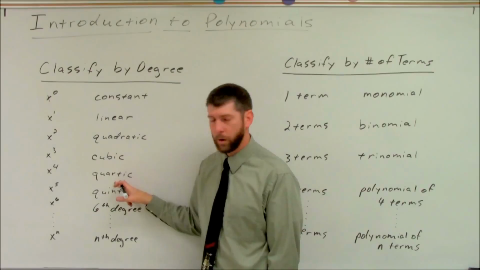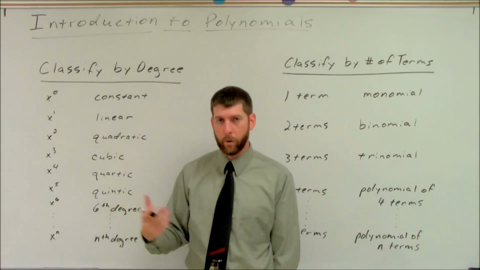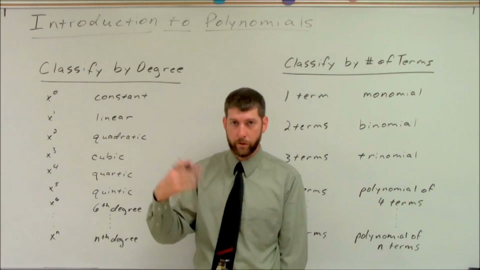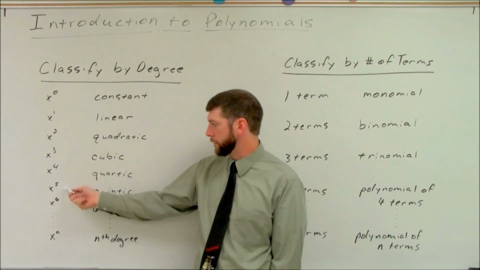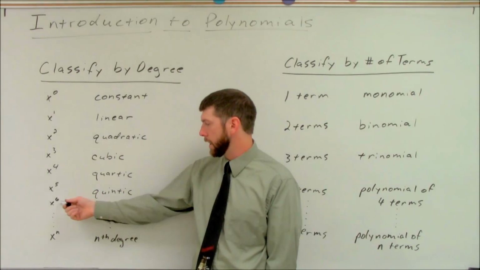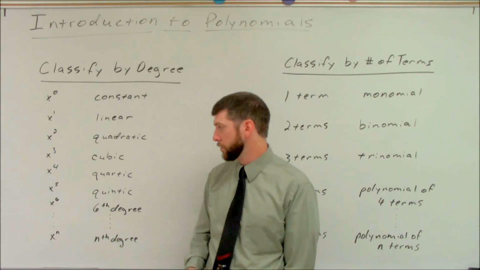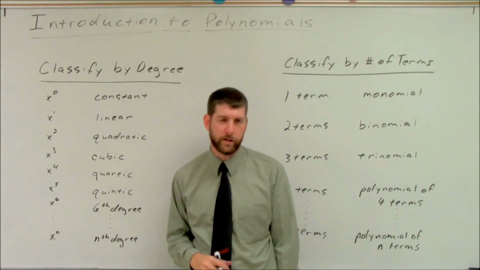X to the fourth is a quartic, like 4 quarters make a dollar, or 1/4 is a quarter. To the fifth is a quintic, and x to the sixth is a sixth degree. So we'll have special names up to about degree 5.